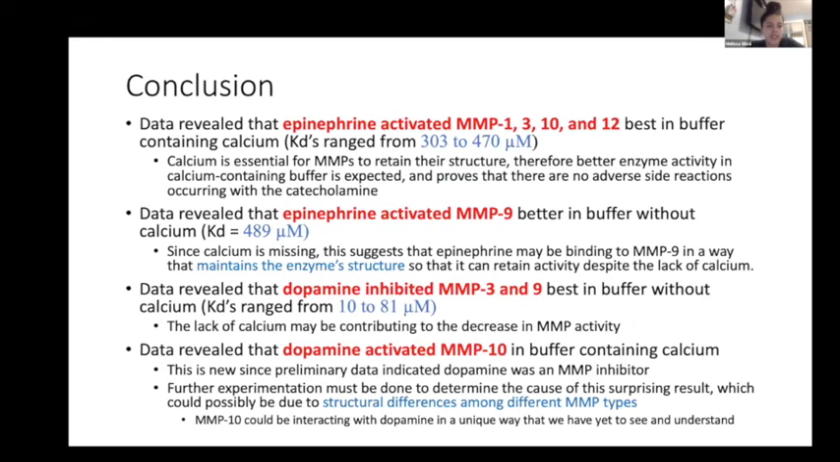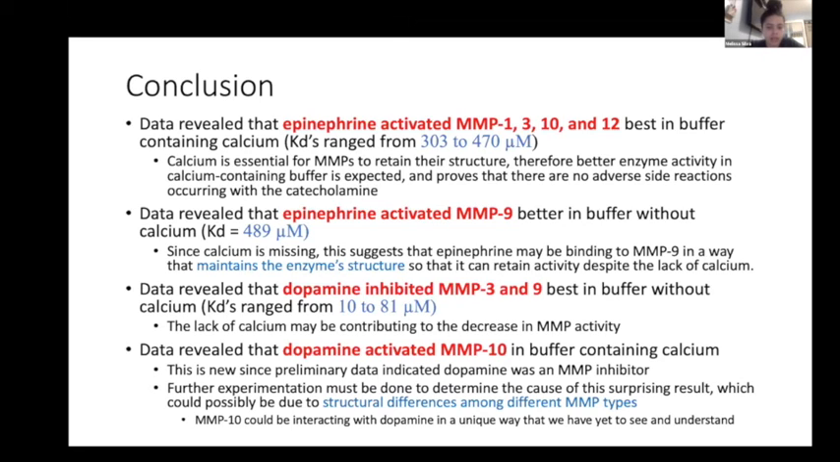And then to conclude, the data revealed that epinephrine activated MMP1, 3, 10, and 12 best in buffer containing calcium, with binding constants ranging from 303 to 407 micromolar. Calcium is essential for MMPs to retain their structure. Therefore, better enzyme activity in calcium-containing buffer is expected and proves that there are no adverse side reactions occurring with the catecholamine. Data also revealed that epinephrine activated MMP9 better in buffer without calcium. Since calcium is missing, this suggests that epinephrine may be binding to MMP9 in a way that maintains the enzyme structure so that it can retain enzyme activity despite the lack of calcium.